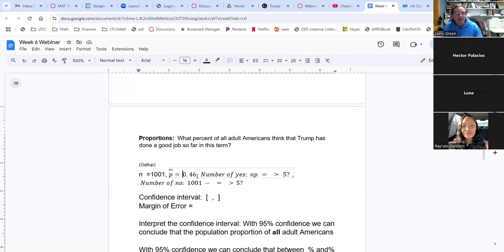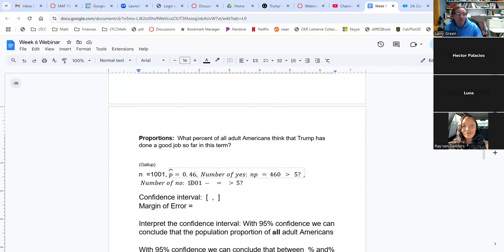In this case, it's 0.46 times 1,001, which is approximately 460. And that is clearly greater than 5. So hopefully you remember last week, it's not about being bigger than 30 when we have the yes-no answer. It's about having np and nq being greater than 5.